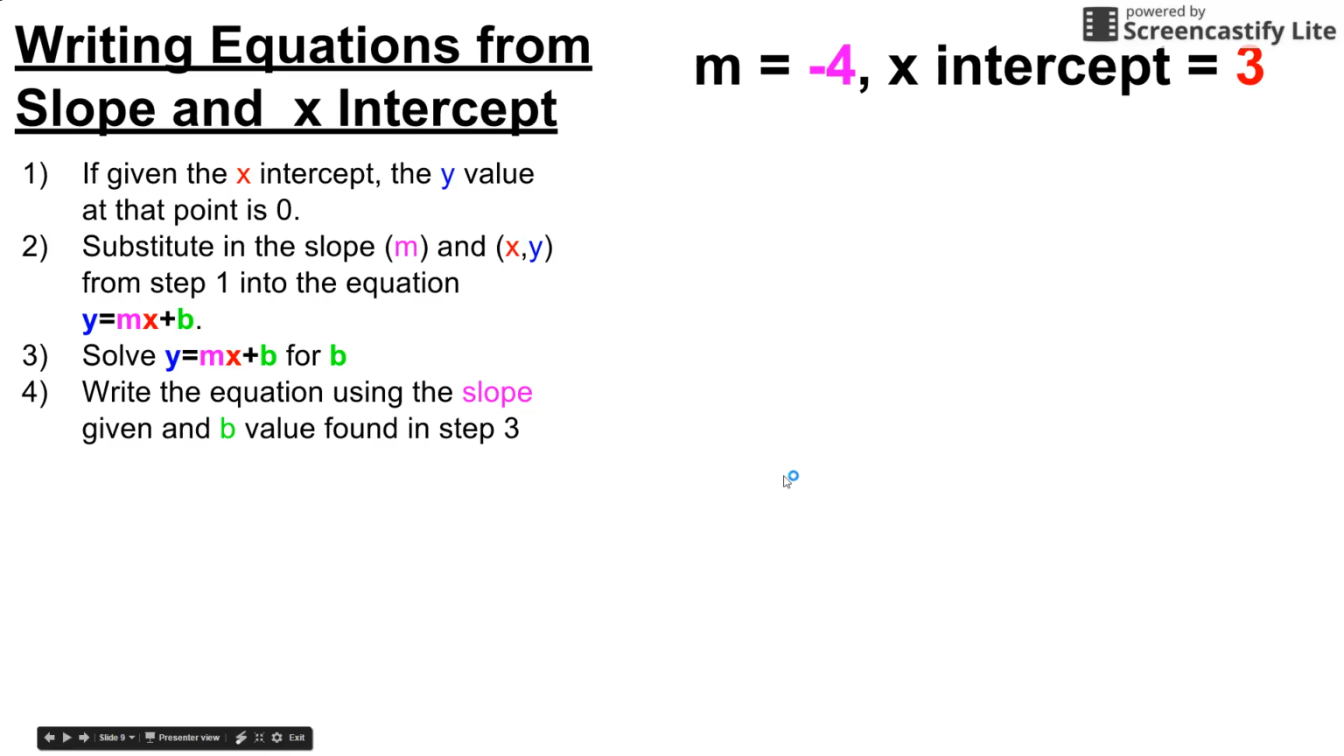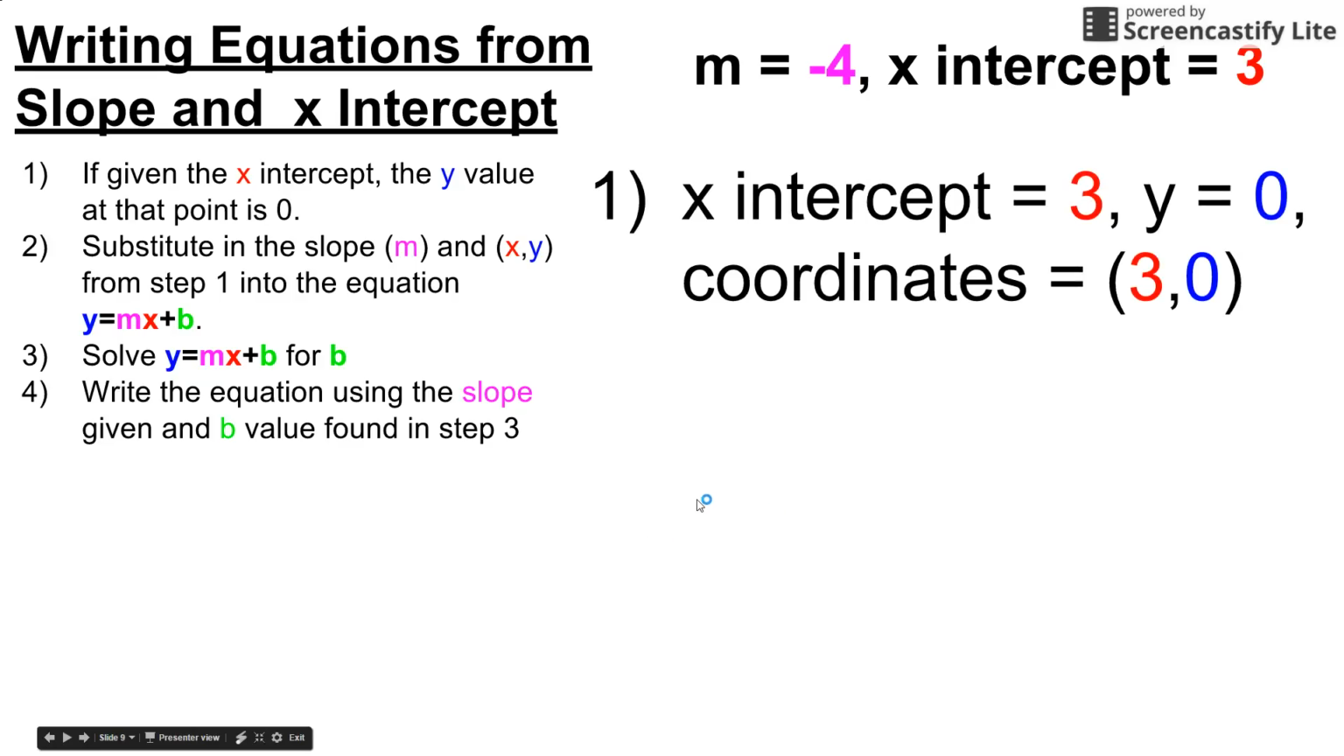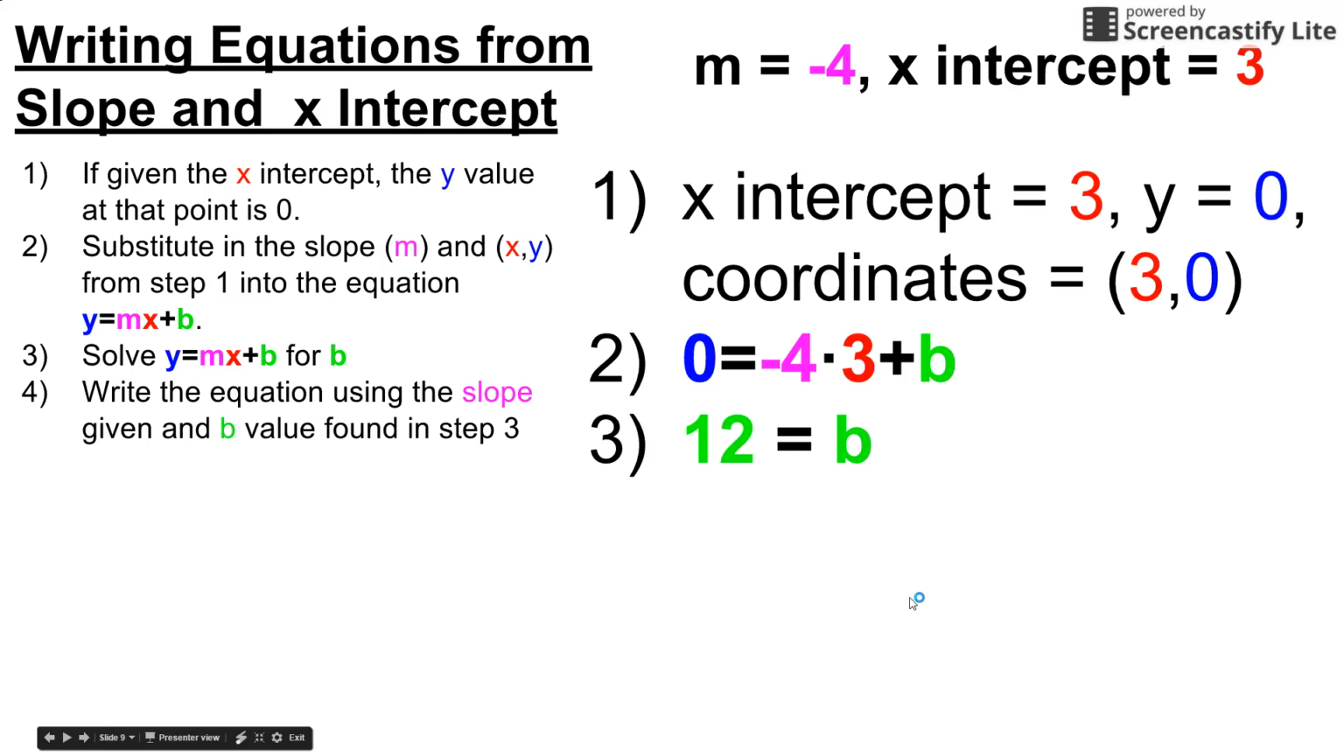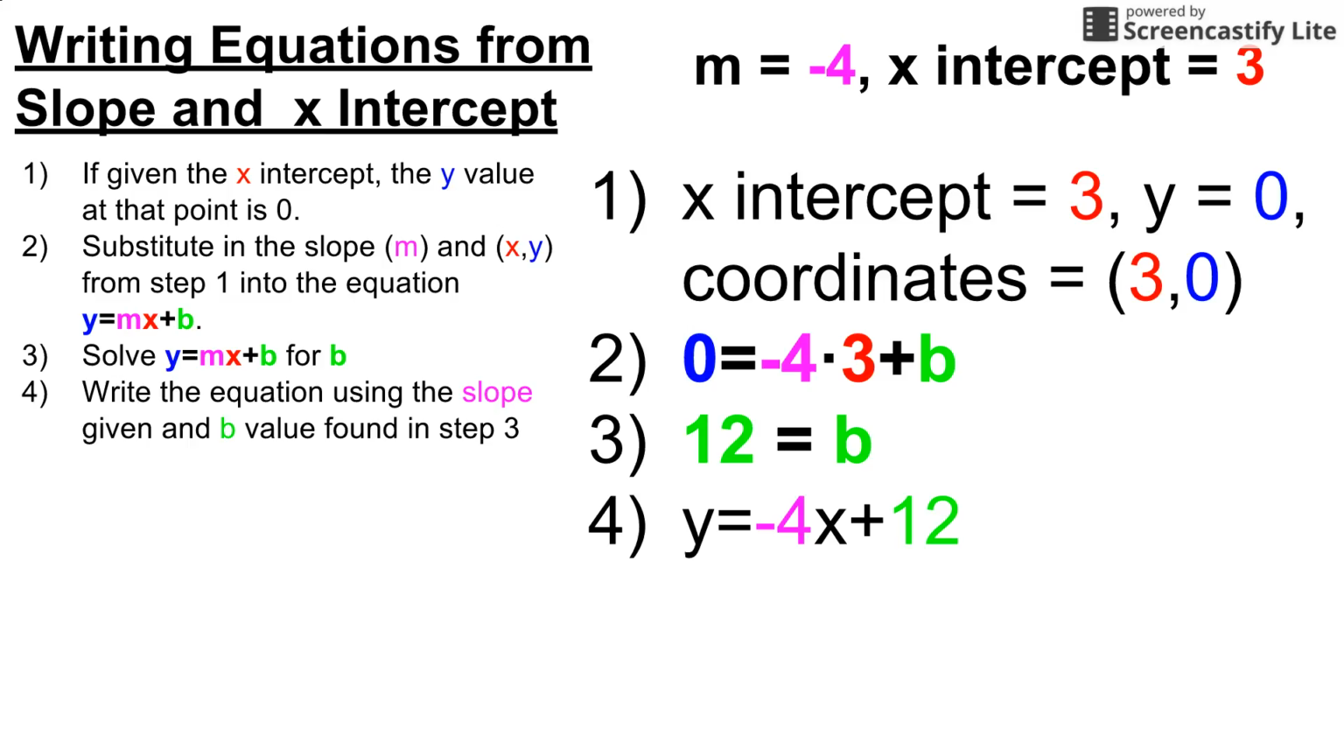One more example with slope and x-intercept. If our slope is -4, that's m, and our x-intercept is 3. Step 1, x-intercept is 3, our y value is 0. Step 2, we're going to substitute -4, 3, and 0 into our equation, y equals mx plus b. We get 0 equals -4 times 3 plus b. That solves for 12 equals b. And we plug that back into the equation, we get y equals -4x plus 12.